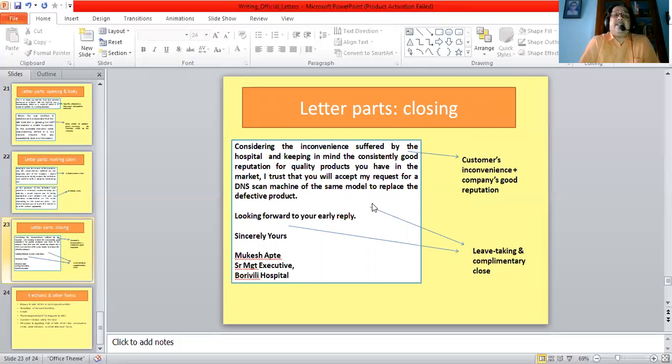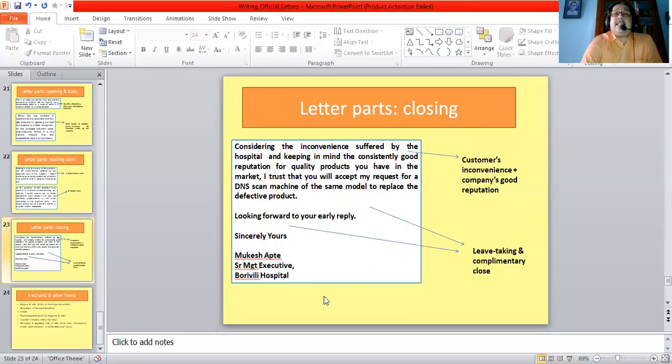Considering the inconvenience suffered by the hospital and keeping in mind the consistently good reputation for quality products you have in the market, I trust that you will accept my request for a DNS scan machine of the same model to replace the defective product. Looking forward to your early reply. Again, there is a complimentary close and the signature block at the end.